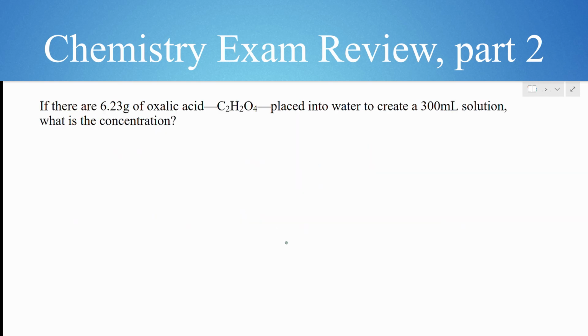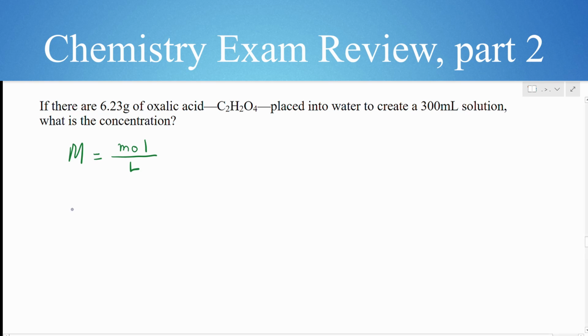If there are 6.23 grams of oxalic acid, C2H2O4, placed into water to create a 300 ml solution, what is the concentration? The first thing that stands out here is that we're dealing with concentration, aka molarity. So I'll write the equation for molarity here. M is equal to moles over liters. Moles divided by liters.